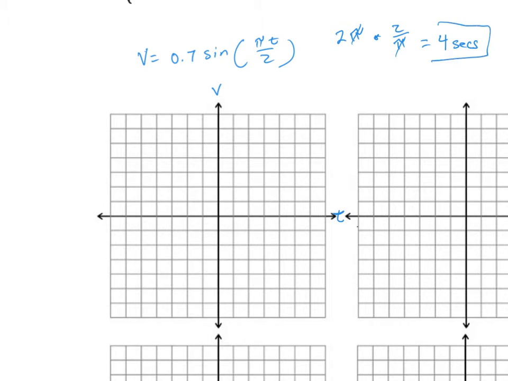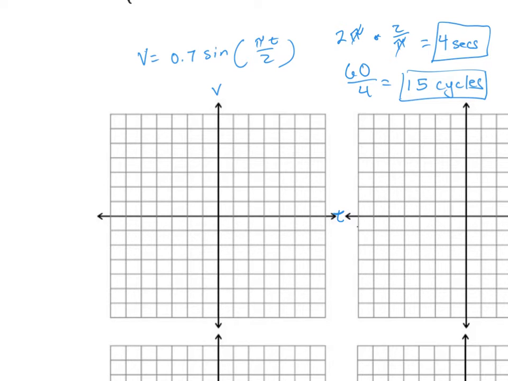This is my cycle. Find the number of cycles per minute. Well, there are 60 seconds in 1 minute, divide that by 4. There are 15 cycles per minute. All right, let's see if we can graph the simulation of what that is.